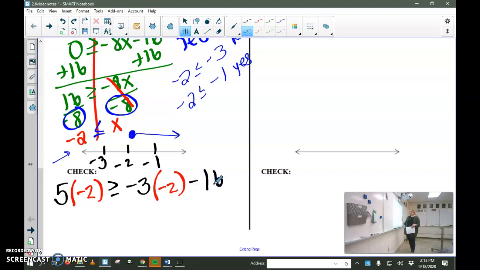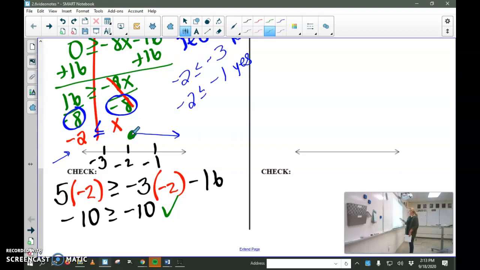Okay, and again, you can type this in your calculator, do some mental math. I get -10 greater than or equal to, let's see, -3 times -2 is 6. 6 minus 16 is -10. Hey, look, I got the same value on either side. Oh, and also look, -10 is greater than or equal to, it's equal to itself, which is why I have a closed circle on my number line at -2. Okay, -2 does give me a true statement when I substitute it in.